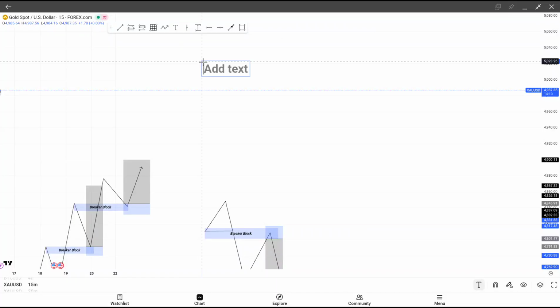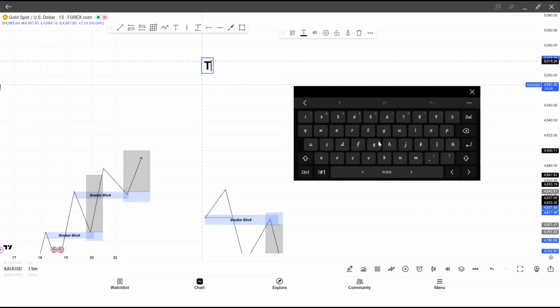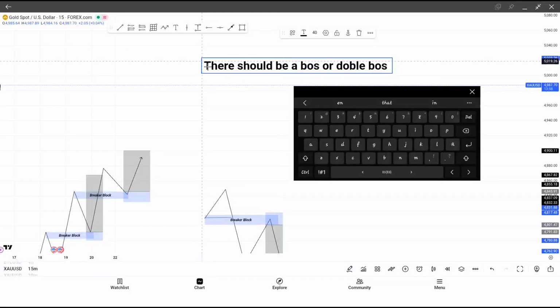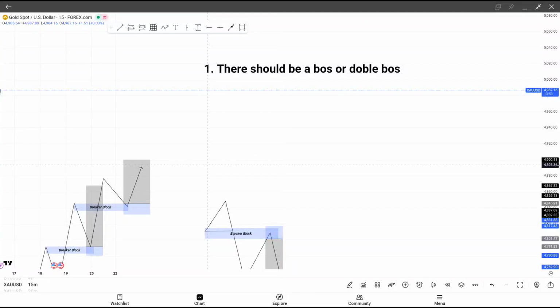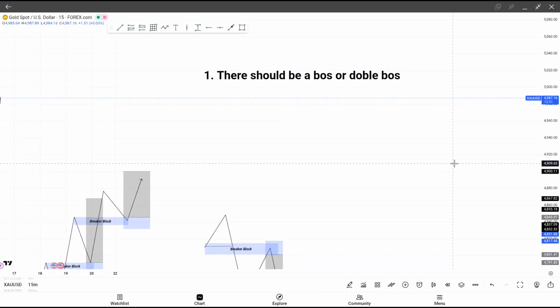The first rule says that there should be a market structure or a double break of structure. This is the first rule. So for you to take a point of interest, which can be an order block or a breaker block, first of all, that point of interest should have what?